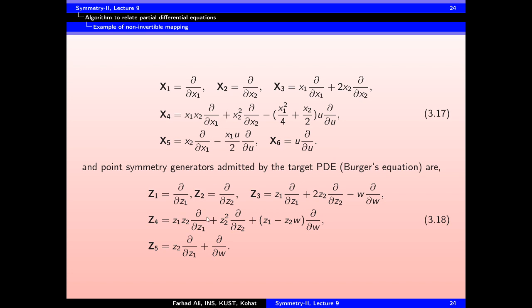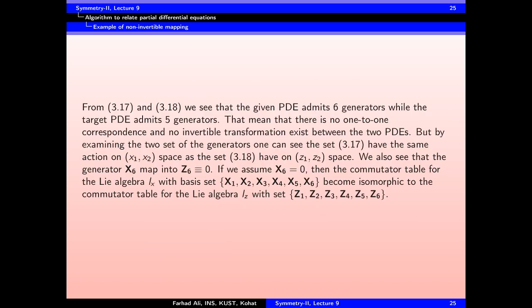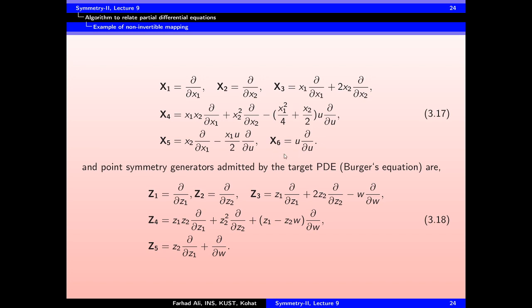So that means the group action in the independent space is the same for both equations, whether it is the heat equation or the Burgers equation. But the group action in the dependent space is different for both. And we will take that as a basis for our mapping. We consider x6, we do not put it equal to 0 because it's not 0, but we assume that there is no x6. So that we are left with the five Lie symmetries here and here, and a mapping can be defined between them.